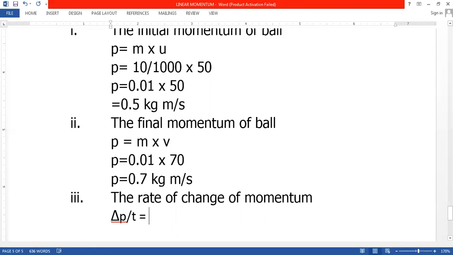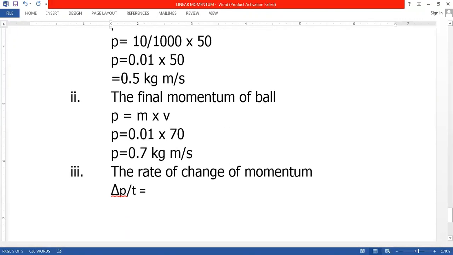Exactly. So how will we find the change in momentum? It will be mass into change in velocity. What is the change in velocity? It is m into (v minus u) upon t. Exactly. So the rate of change of momentum will be mass into change in velocity upon time.